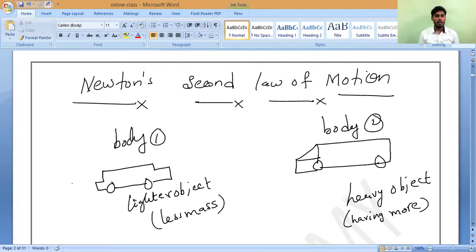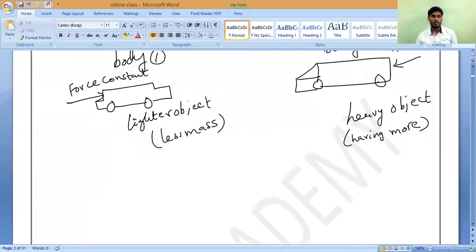So now, just imagine, for this car I apply the same amount of force. Force is constant. Here also the force is constant. The same amount of force is acting on both bodies. Suppose I am applying 10 Newton force on this car, and on the truck also 10 Newton force.